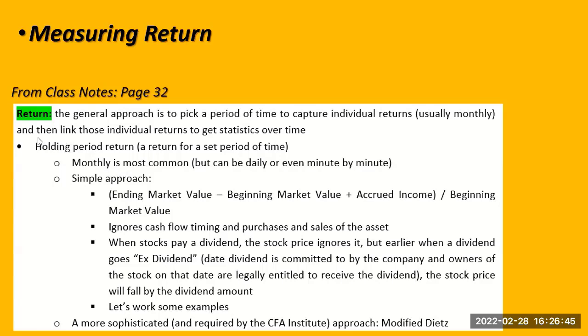But what we're going to do, it's kind of a three-step process. The first thing we're going to do is calculate what we call the holding period return. Once we get that holding period return, we can then take it and link it and do other types of analysis. We can annualize it. We can calculate risk statistics on it, like beta and standard deviation.